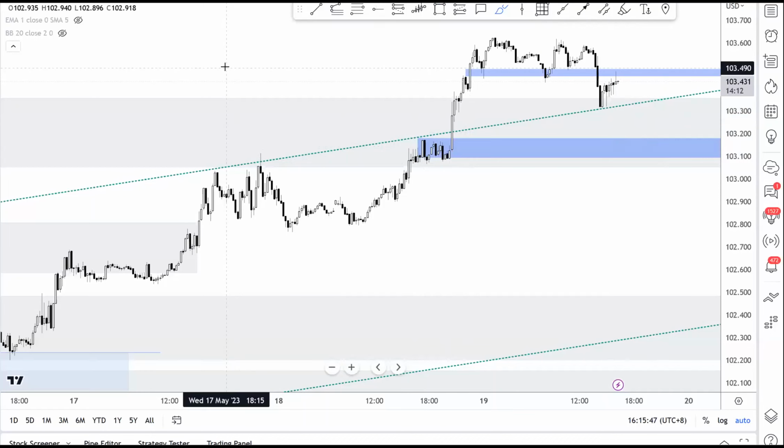Okay, so that's the picture for dollar index. Let's take a look at euro dollar. If there are any other setups that you want us to take a look at as well, please feel free to put them under the chat box. Okay, so let's take a look at euro dollar.